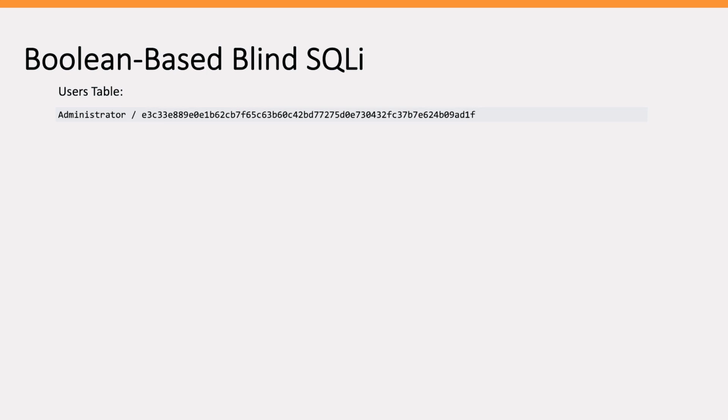To answer that, let's take another use case. So imagine the same application. The application has a login functionality, and so it has a users table in the database, and the users table has the usernames of the users of the application, so in this case, administrator, and the hashed passwords of the users in the application. And so I want to extract this hashed password for the administrator, but I can't simply output it on the page like I would for union-based SQL injection. And so I have to use my Boolean-based SQL injection in order to output it. And that's only done by asking the application true and false questions.